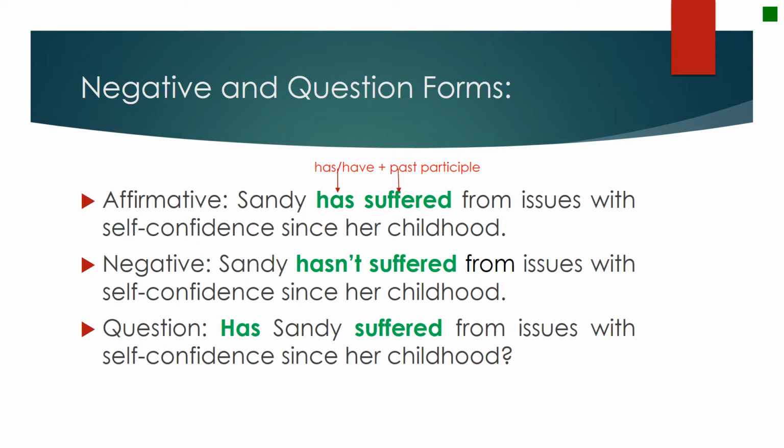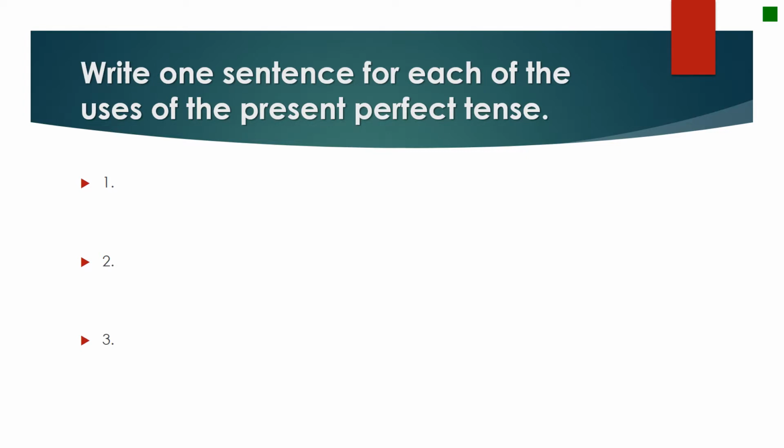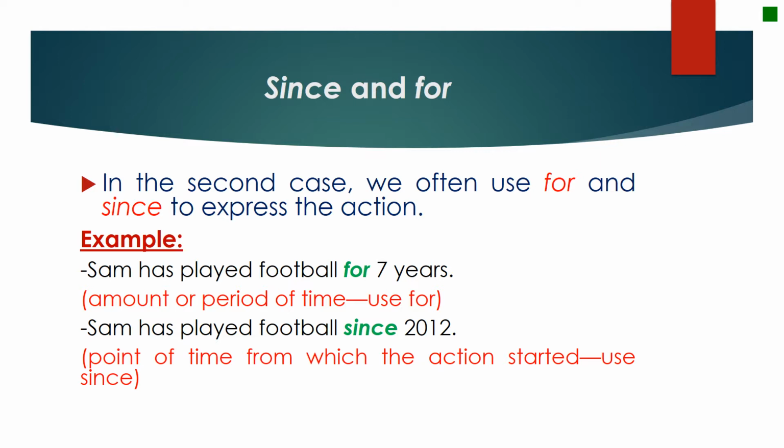Okay, negative and question forms, obviously. Sandy has suffered from issues with self-confidence since her childhood. Sandy hasn't or has not suffered. The not comes between the has and the past participle. Question, all we do with a question is crisscross. We learned that in the previous tenses too. Has Sandy suffered from issues with self-confidence since her childhood? We wrote sentences in class. They're all in your notebooks. Please go through them.